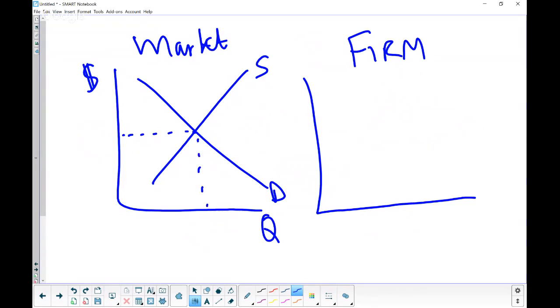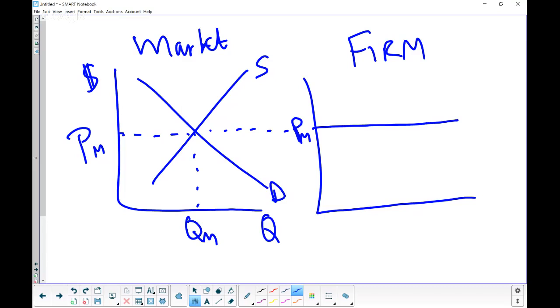This is our equilibrium price and quantity, PE. I didn't do it this time. Come on. Why are you not undoing? Okay. PM for market. QM for market. We're going to take the price over here. So this is PM. We're price takers. MR. Demand. MC. Cool beans. Intersection. QF for the firm's quantity.